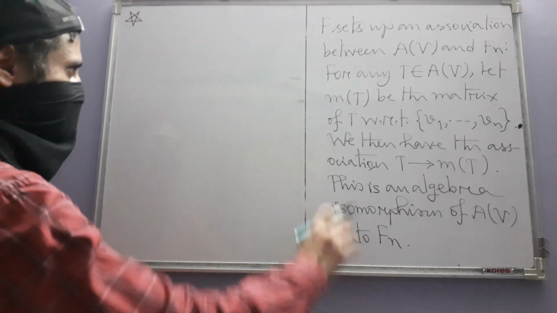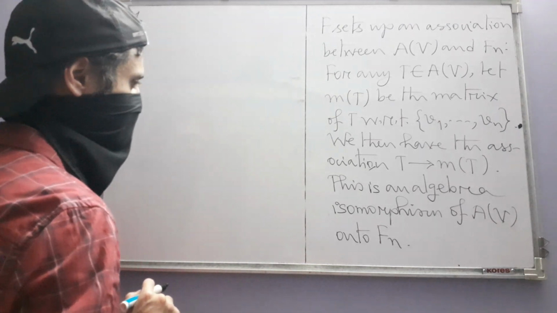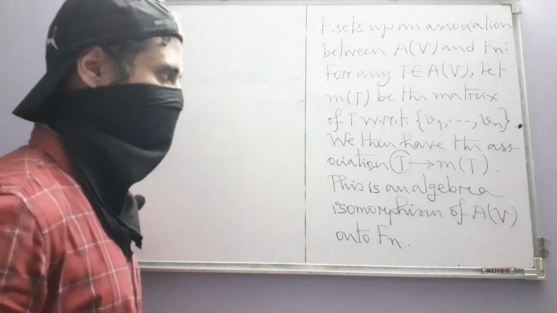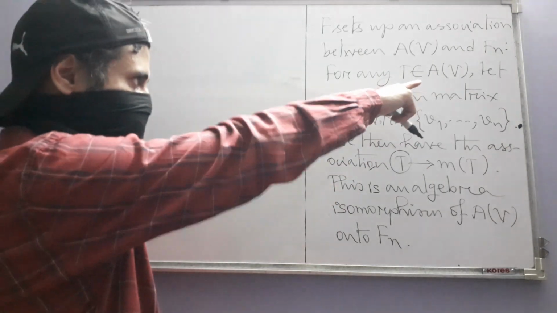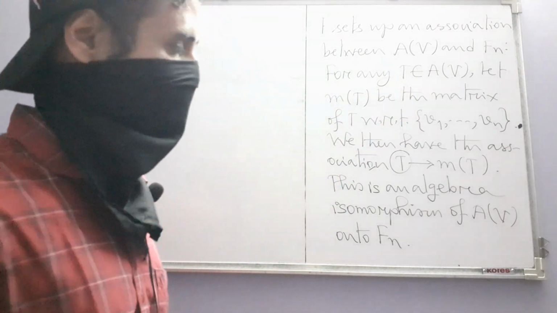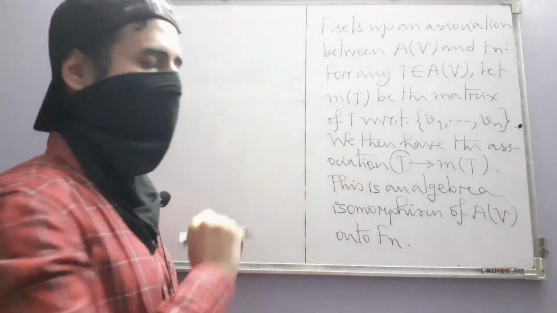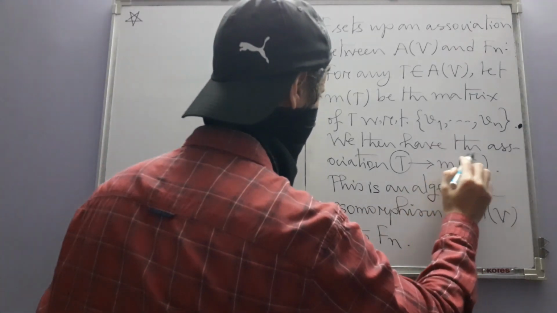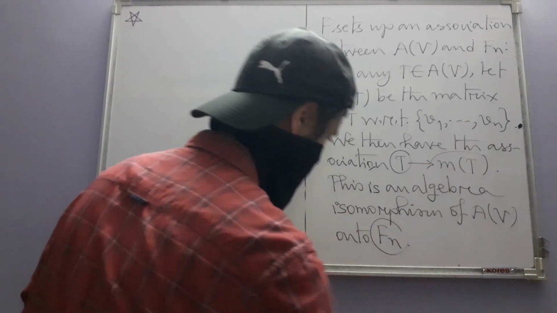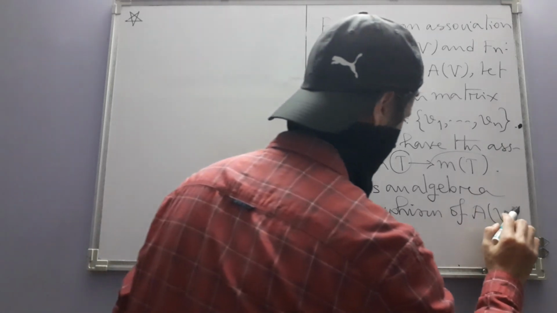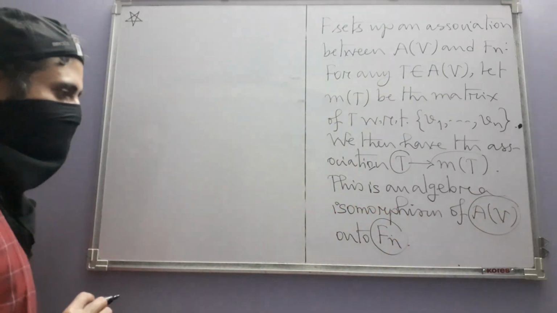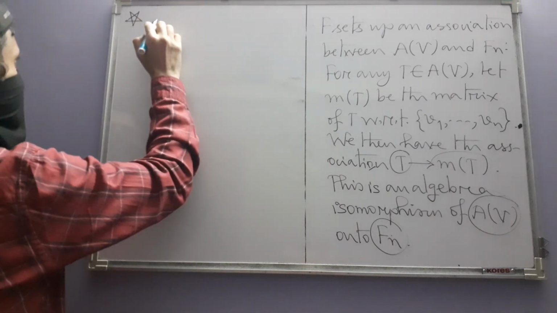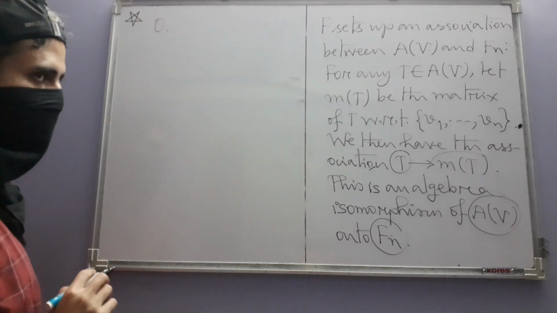And then some things about matrices. Under this association, the operator which is the zero operator, which maps every element of V onto the zero vector of V, corresponds to the 0 n by n matrix, which becomes the zero vector in the algebra Fn. The zero operator in A of V corresponds to the zero matrix in the algebra Fn, which we often denote simply by 0.